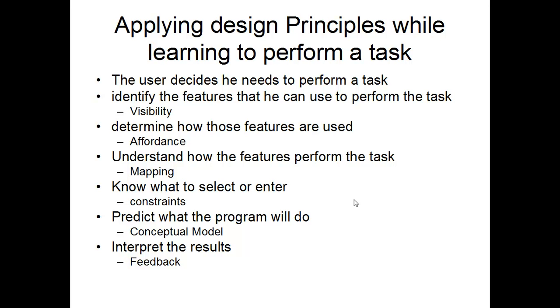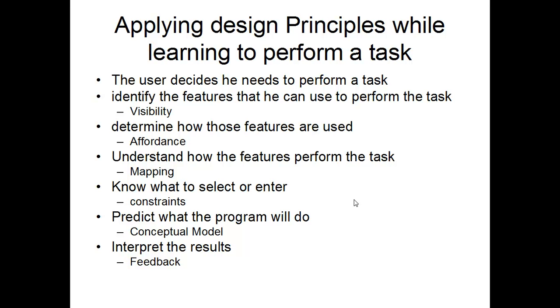If you want to see how these design principles are applied by performing a task, then we will be able to appreciate their role. Let us say the user decides he needs to perform a task. When he wants to perform this task, he should identify the feature that he can use to perform the task. This is provided by the visibility principle. He needs to determine how those features are used. Affordance comes into the picture at this stage.